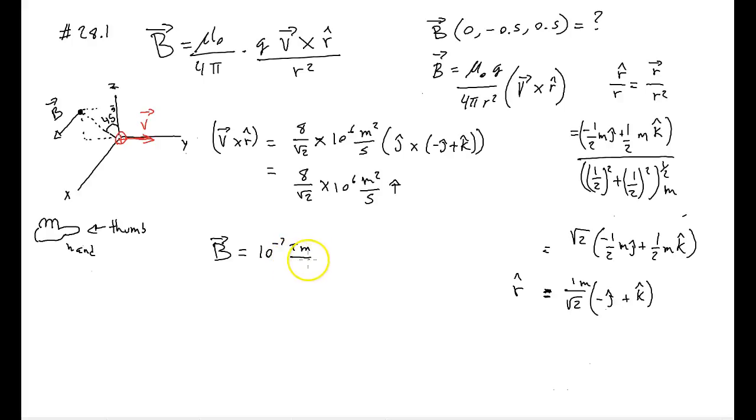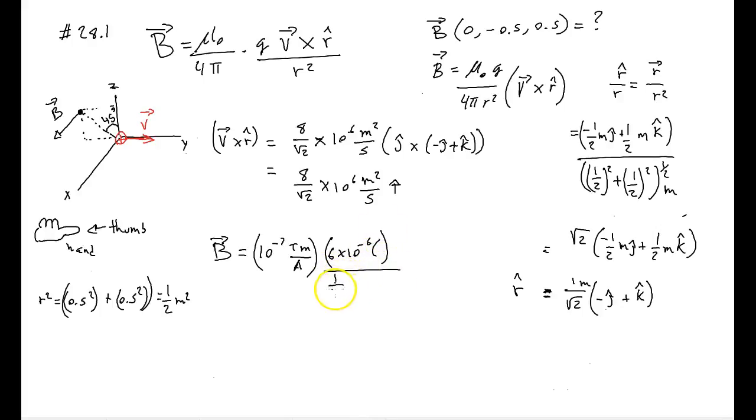And then Q over R squared, that's going to be 6 times 10 to the minus 6 coulombs divided by, well, we need to figure out R squared. R squared is equal to 0.5 squared plus 0.5 squared, 1/4 plus 1/4, which is 1/2. And units will be meters squared. Agreed? So we've got R squared. So it's Q over R squared, that's 1 over 2 meters squared.